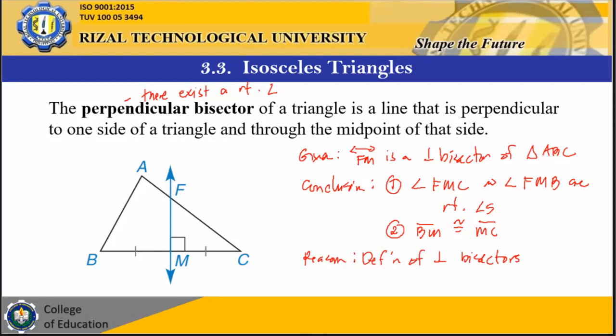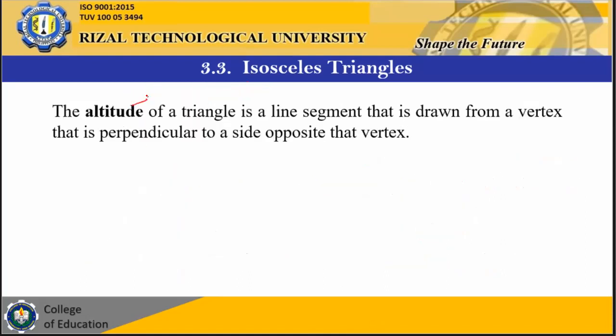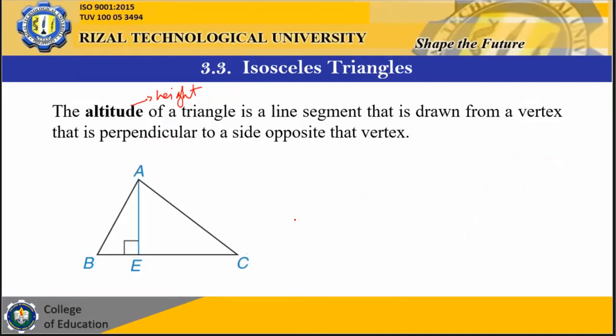Okay? Next, finally, the altitude. The altitude or the height of a triangle is a line segment that is drawn from a vertex that is perpendicular to a side opposite that vertex. So, para lang ganito. Para siyang median, pero hindi siya dumadaan sa midpoint. At the same time, para rin siyang perpendicular bisector, pero hindi rin siya dumadaan sa midpoint. Nagkakaintindihan, that is the altitude. Kasi perpendicular siya, ibig sabihin magpo-form siya ng right angle. Okay? So, given AE is the altitude of triangle ABC.